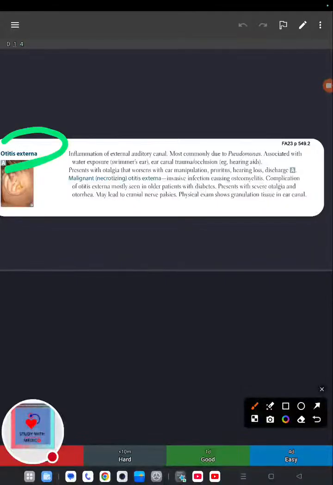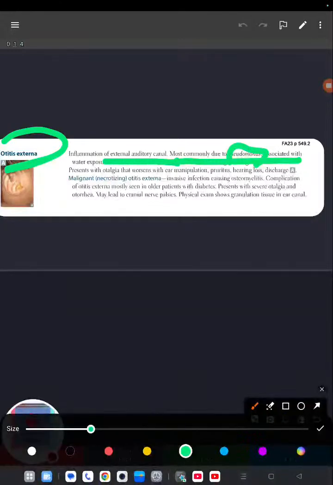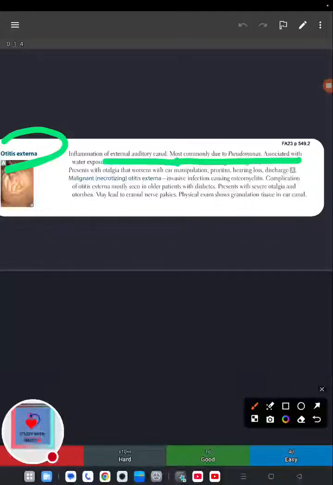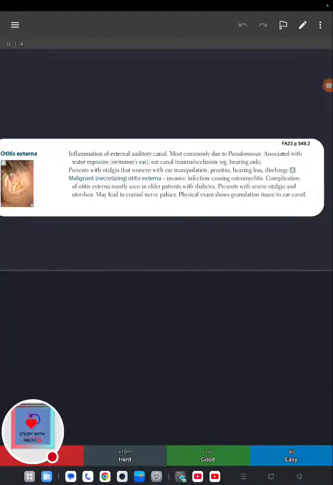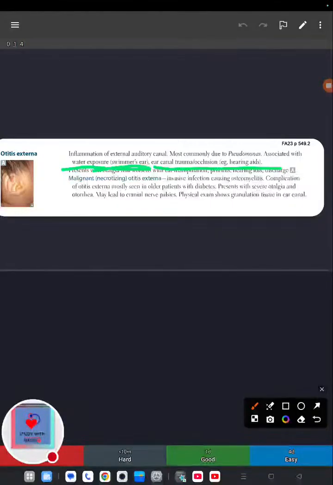What happens in otitis externa? So there is inflammation of the external auditory canal, most commonly due to Pseudomonas, associated with water exposure. If water exposure, this is called swimmer's ear, canal trauma or occlusion. Because of hearing aids, occlusion can occur.